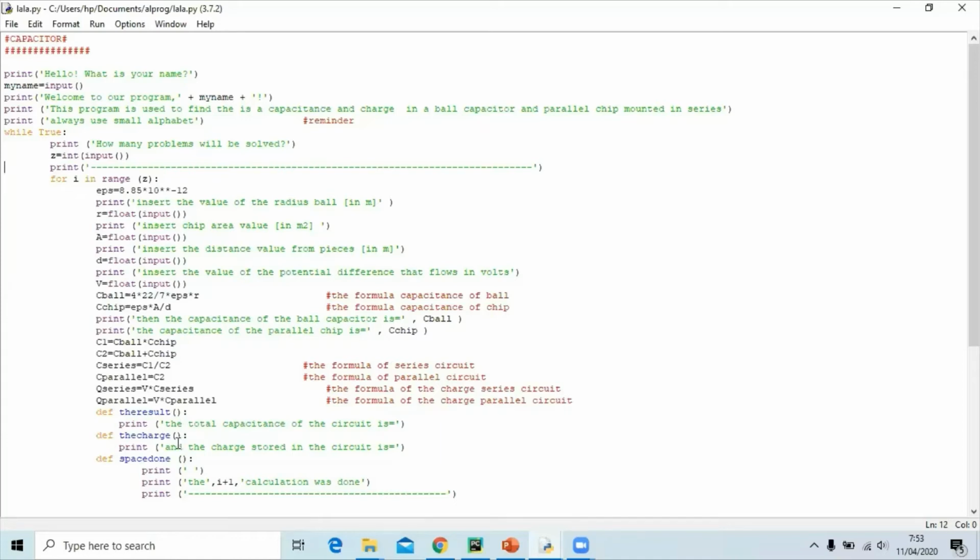And then I print the total capacitance of circuit and the charge storage in circuit, and this is def space done. Why I use i+1? Because the range in Python is from 0, 1, 2, 3 and so on, so I put +1 over here.